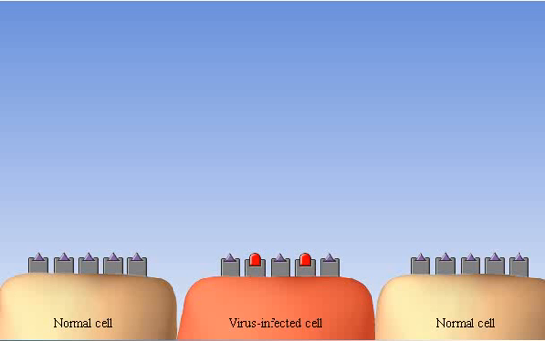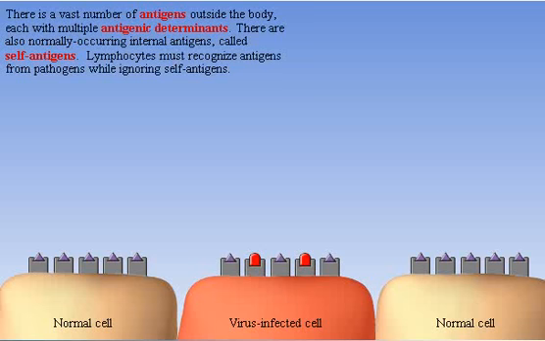Let's take a closer look at the targets of the adaptive immune system, antigens. The environment outside the body contains a vast number of antigens, each with multiple antigenic determinants. Likewise, the environment inside the body has a set of normally occurring internal antigens, called self-antigens. The trick for lymphocytes is to recognize antigens from pathogens while ignoring self-antigens.